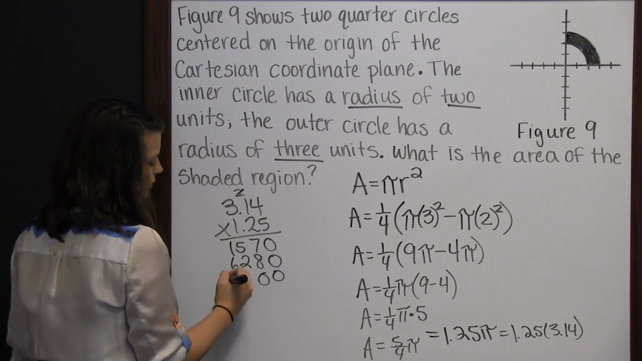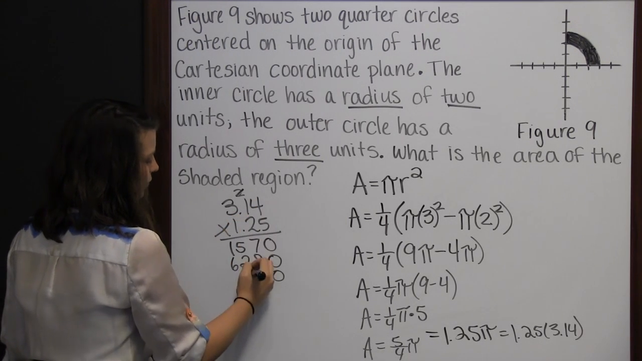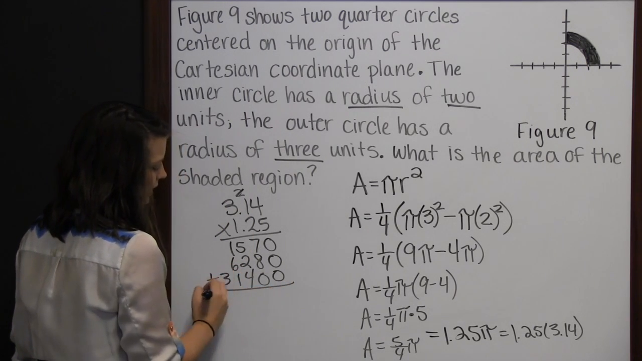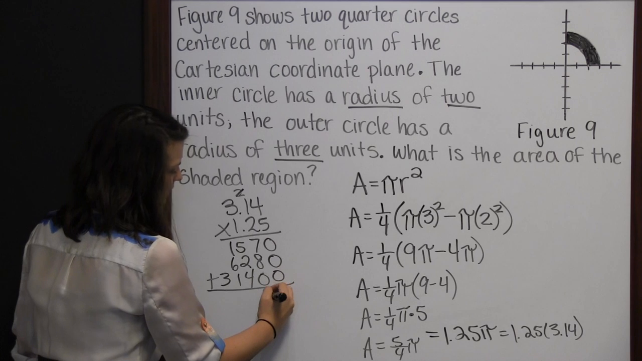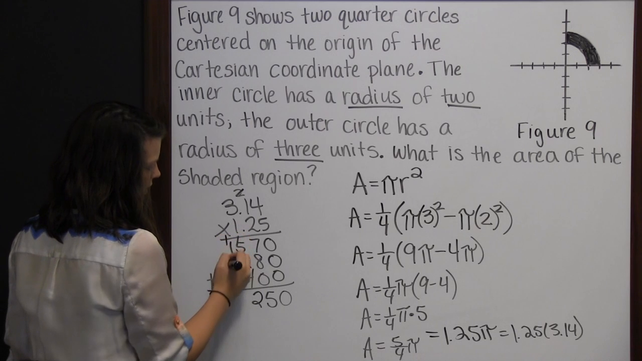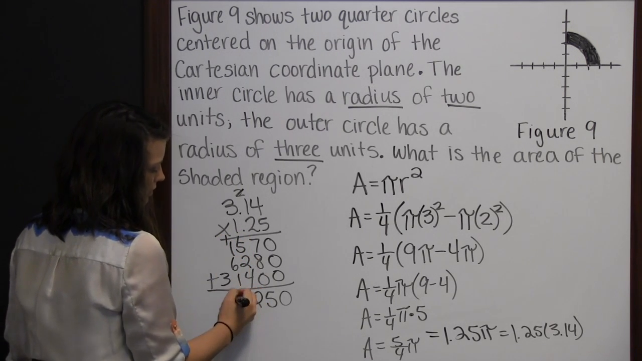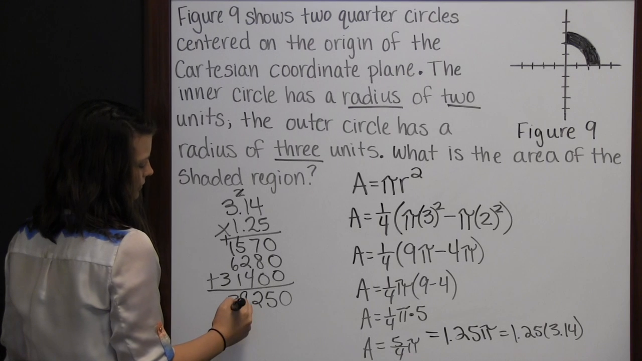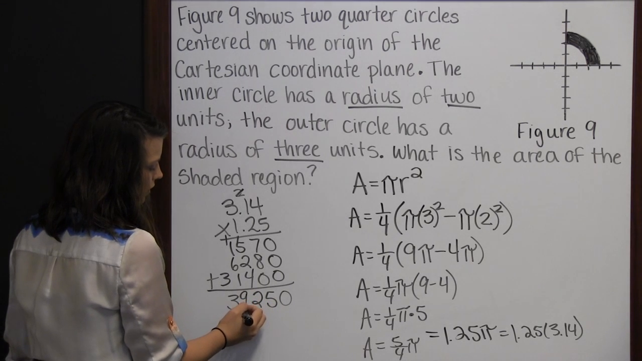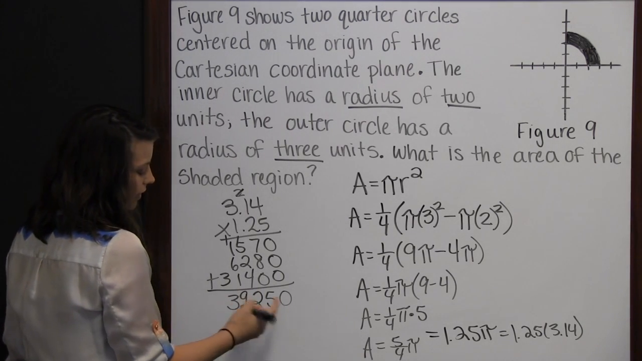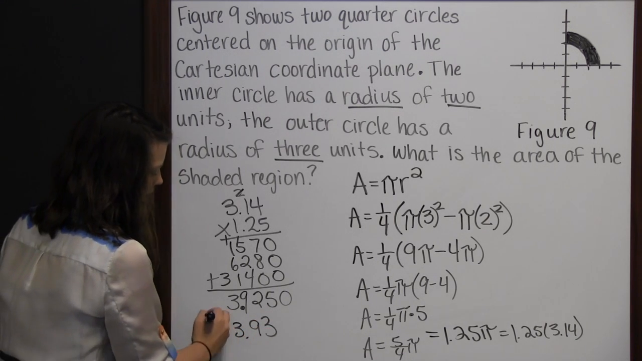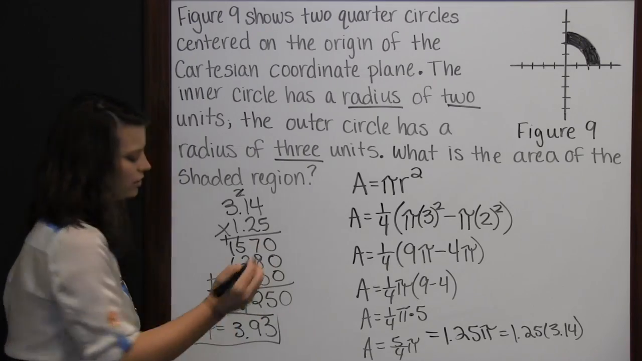Put 2 zero placeholders. 1 times 4 is 4. 1 times 1 is 1. 1 times 3 is 3. Add that together. That's 0. 7 plus 8 is 15. Carry the 1. 5, 9, 10, 12, carry the 1, 6, 7, 8, 9, 3. And then we have four numbers behind the decimal. 1, 2, 3, 4 numbers behind the decimal. So we could round this to 3.93, which would be the area of just the shaded region.